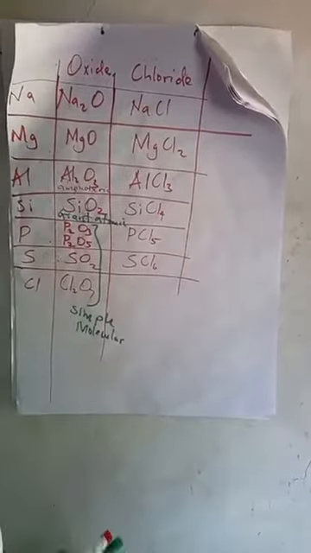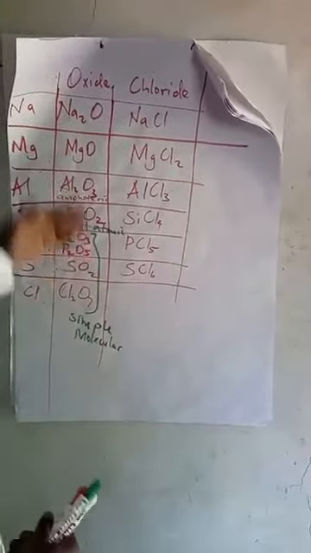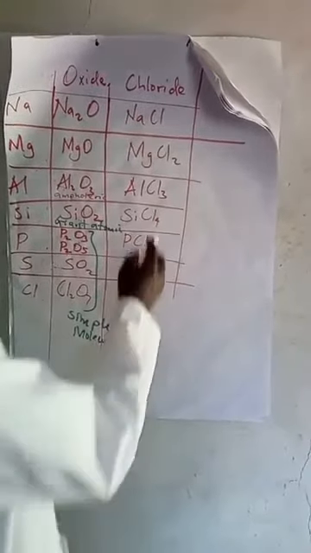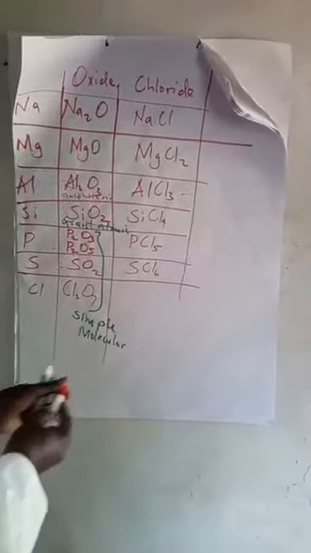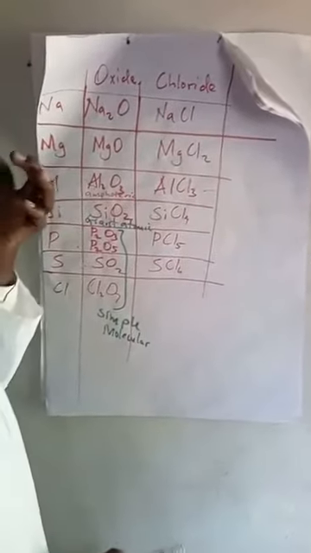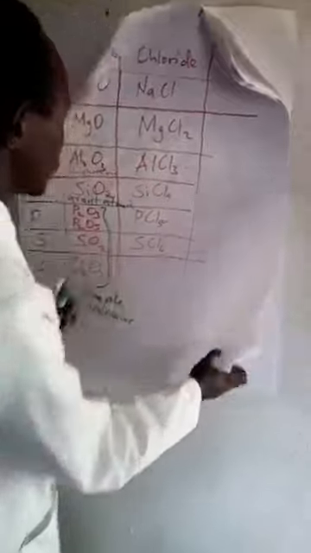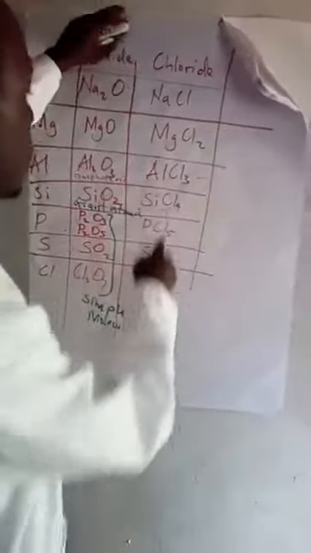Now for chlorides, the only special chloride that I want us to discuss here is aluminium chloride. Otherwise, the rest are as straightforward as we have said. This one is ionic, this is ionic, this is ionic. Aluminium chloride is kind of molecular. So maybe I can talk about aluminium chloride a bit.